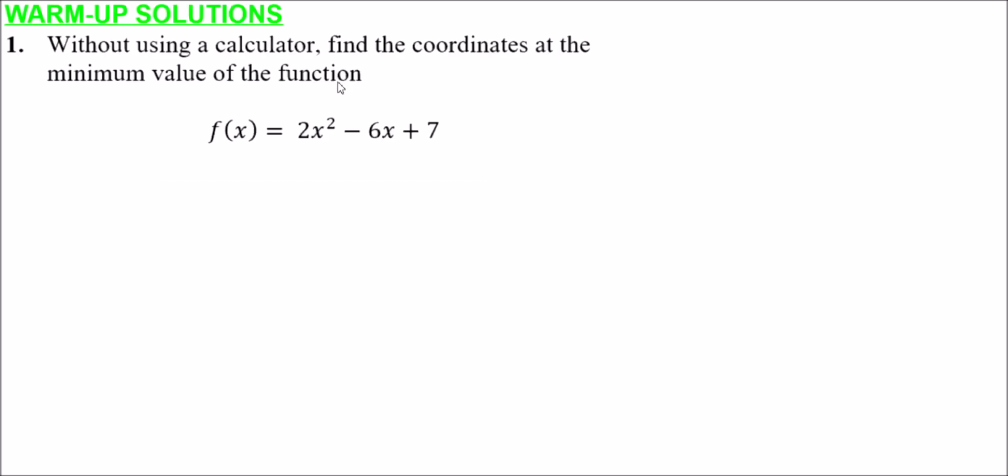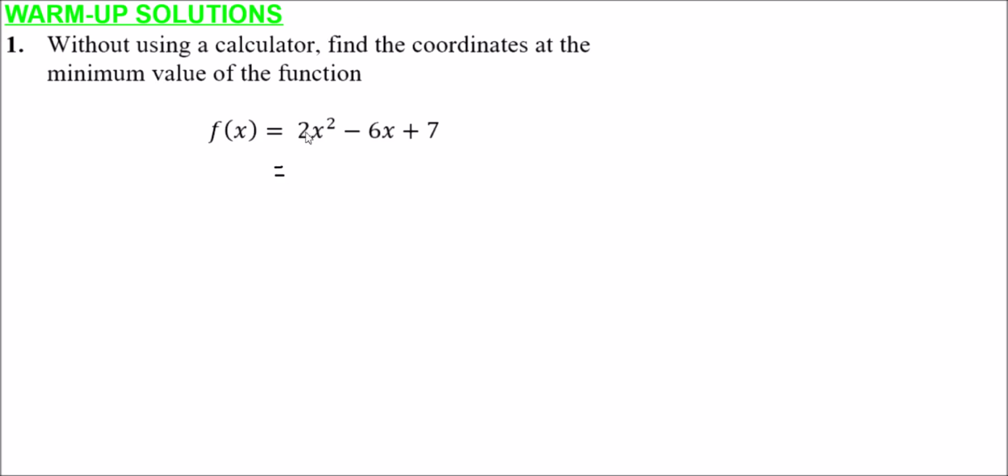So for question number 1, it says without using a calculator, big thing there, don't cheat, find the coordinates at the minimum value of this function f of x equals 2x squared minus 6x plus 7. To find the minimum or maximum, we can complete the square. Okay, so completing the square tells us what the minimum or maximum will be.